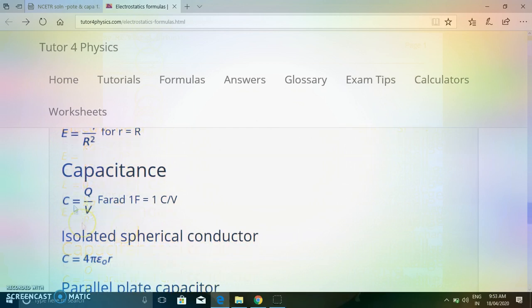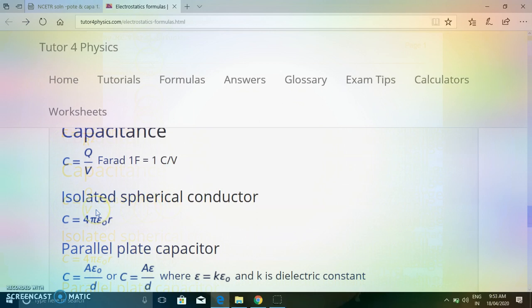Then capacitance we have seen. Capacitance is the property of a capacitor, or its ability to store charges at high potential. An alternative definition in the form of a mathematical expression: capacitance is nothing but charge per unit potential, and the SI unit is farad. So 1 farad is nothing but 1 coulomb upon 1 volt. For an isolated spherical conductor, we have already done this expression. The capacitance of an isolated spherical conductor is directly proportional to the radius at constant 4 pi epsilon naught. So if you increase the radius, capacitance will also increase.